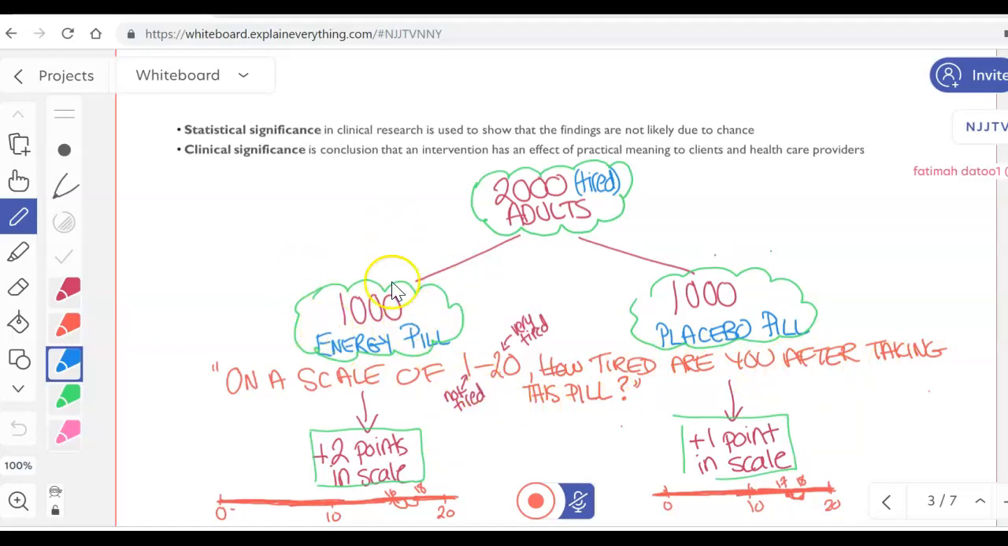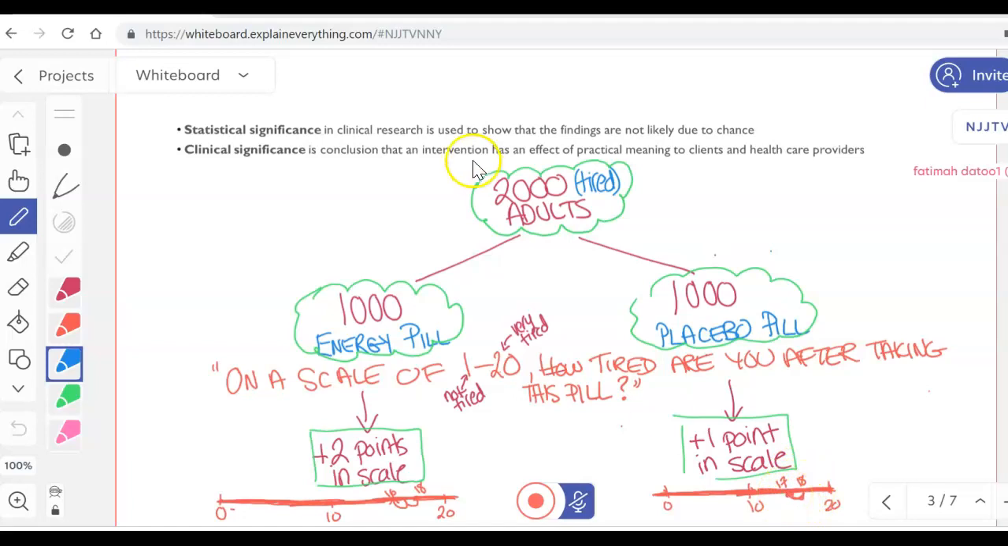So let's say that this group over here, with the people that were given the energy pill, before said 18, and now they say, you know what, I'm 16 now. So I'm still tired, but not as bad as before. Let's say most of the people here went from 18 down to 16. Let's look at this group here. People who got the placebo pill went down by 1 point. It should actually say -2, sorry, and -1. But they go down by 1 point. So instead of 18, they were exhausted before, now they're at 17.